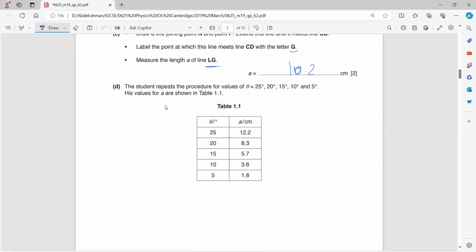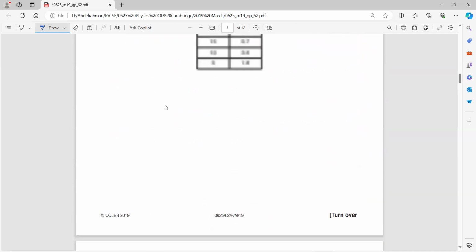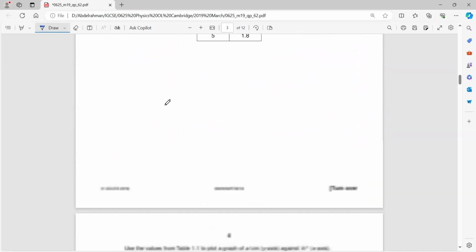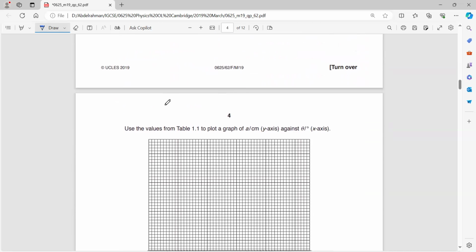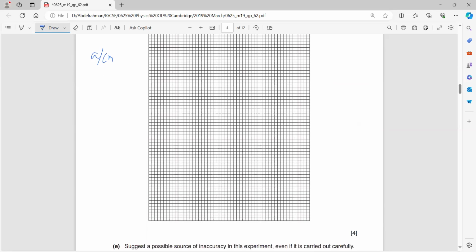We have different values for theta and A. Then you are required to plot a graph. I can plot the graph. This is quite easy. Use the values to plot a graph of A/cm on the y-axis and theta/degrees on the x-axis.